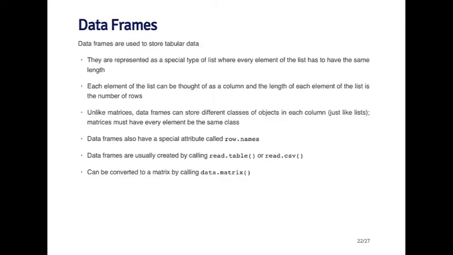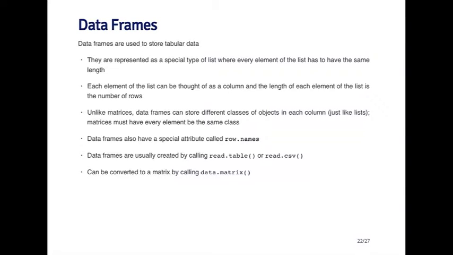So data frames are basically represented as a special type of list, where every element of that list has the same length. Right? So you can think of each column of the data frame as an element of the list, and of course, in order to be a table, every column has to have the same length. However, each column doesn't have to be the same type. So the first column could be numbers, the second column could be a factor, the third column could be integers, the fourth column could be logicals. It doesn't matter what the different types are.